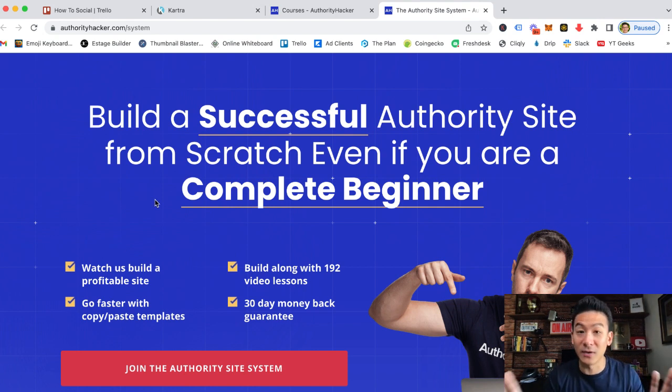Now, there are a lot of different SEO programs out there. Essentially, what Gail and Mark are doing inside of Authority Hacker is they're teaching you how to build a mini authority website. They're going to start small in Authority Site System and teach you how to build it up into a big authority website. So, for example, if you wanted to learn to make money in the gardening space, the cryptocurrency investing space, or maybe the relationship space, they're going to teach you how to pick a niche.